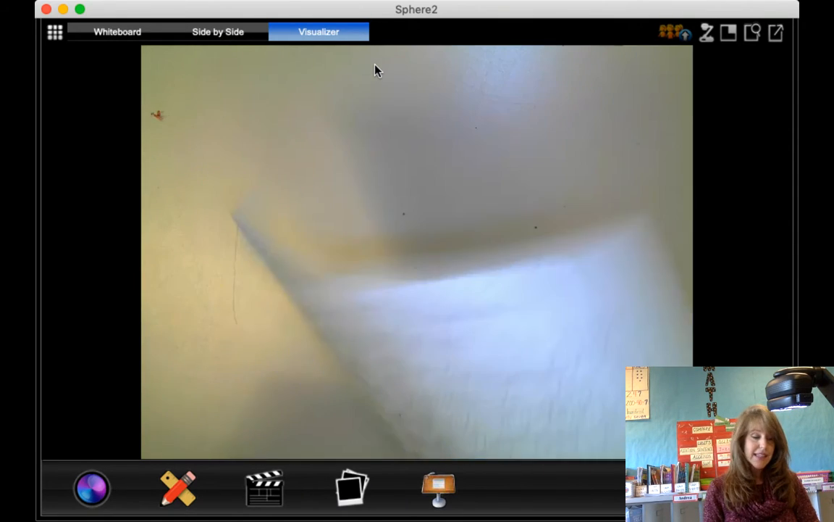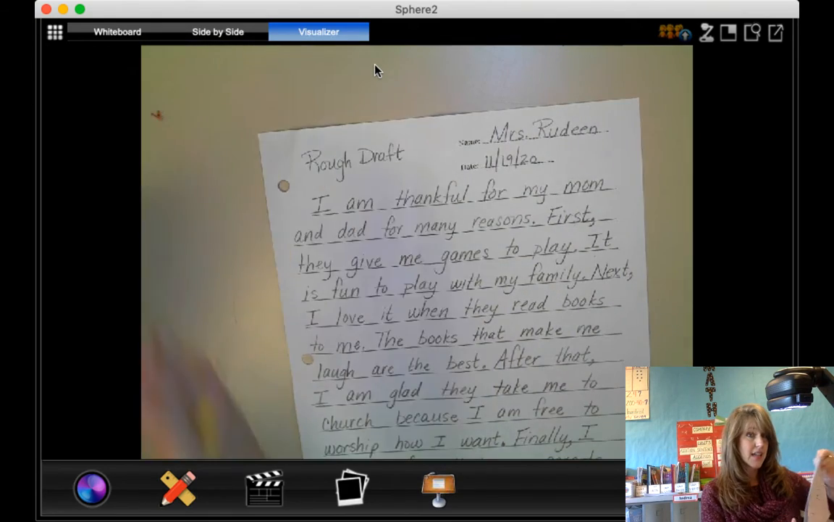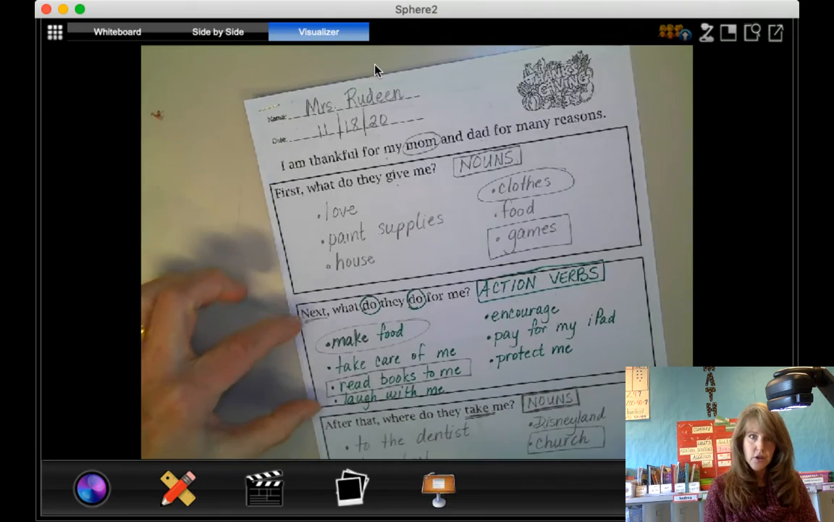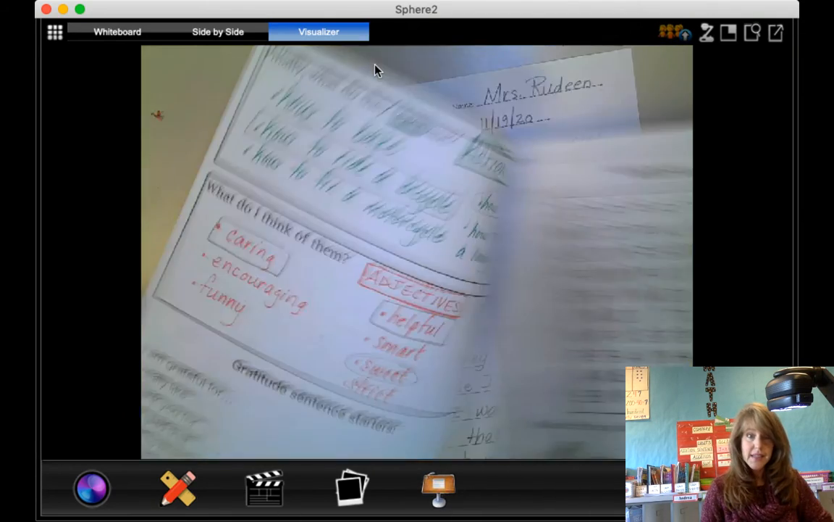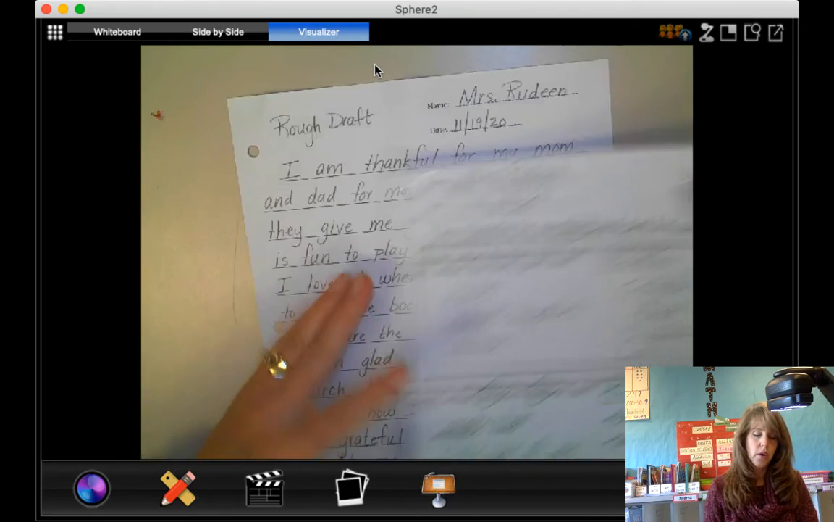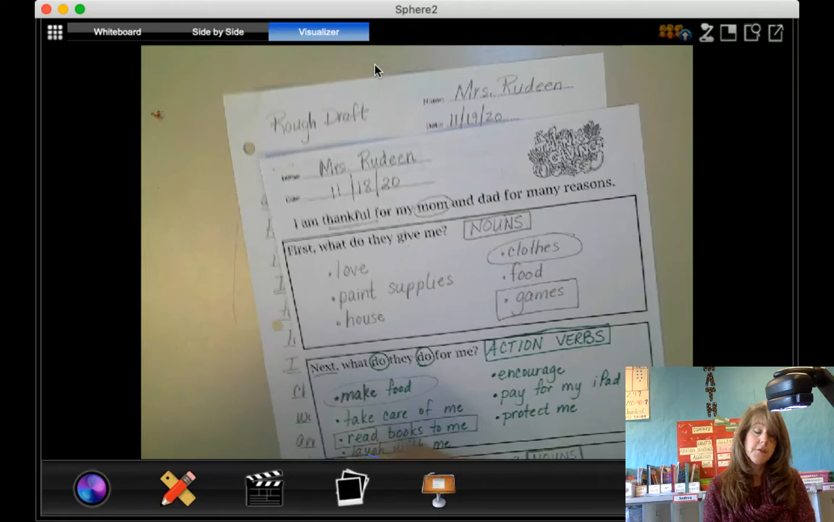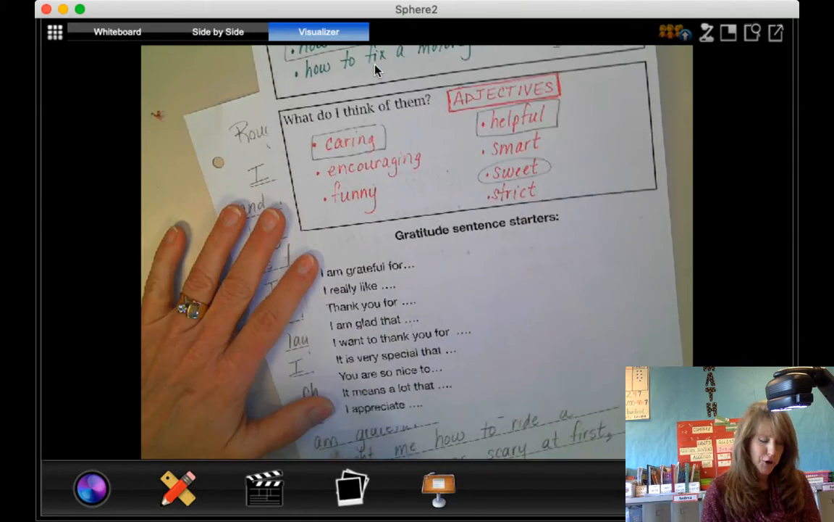So this is kind of a hard job, and I want you to get this done between today and tomorrow. Write a rough draft from your ideas. They're all right here. Write a sentence for each idea as to why you are thankful for your parents. If you need to, here are some sentence starters.